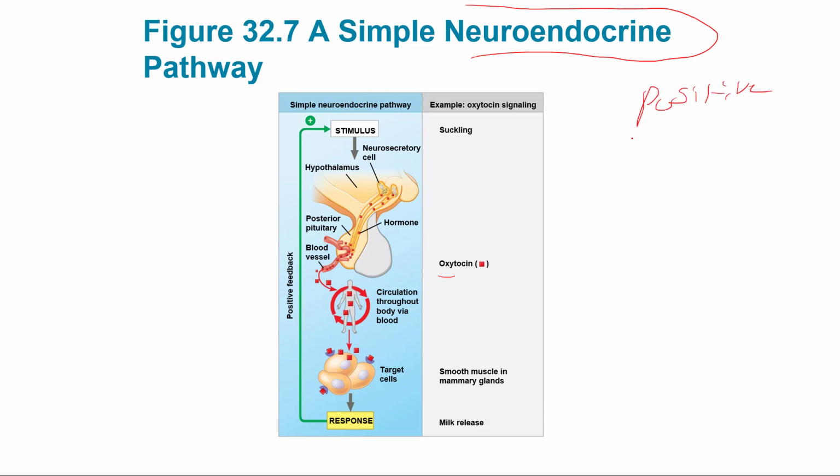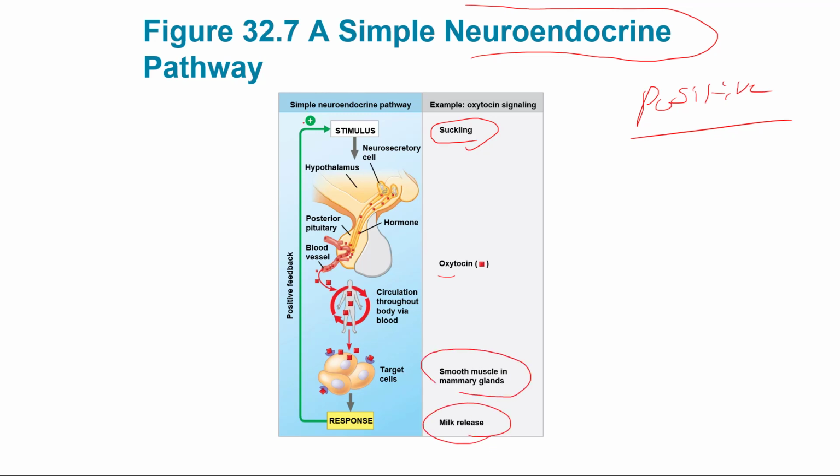I didn't really give you a good example of positive feedback before, at least not anything with an image. So in the case of positive feedback, what happens? A baby suckles at a mother's breast. That causes a signal to be sent through the nervous system and eventually through the endocrine system, which causes the posterior pituitary to release oxytocin into the blood. It circulates around, goes to the target cells in the mammary gland, smooth muscle cells, and causes them to release milk.